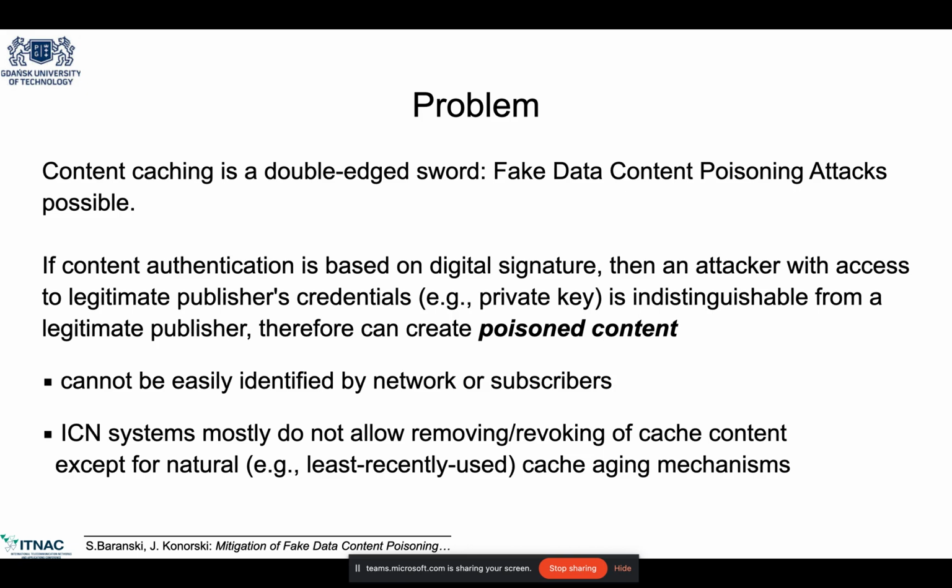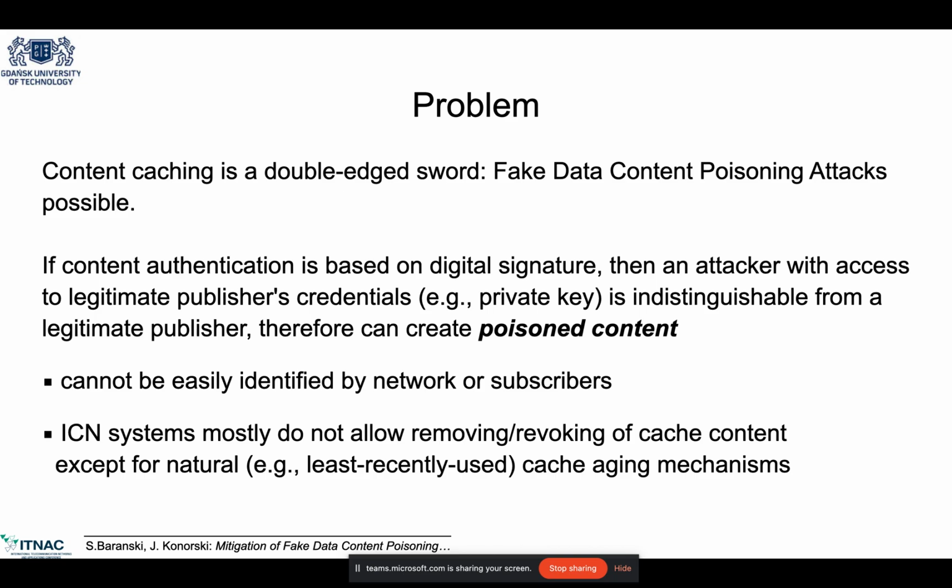The problem lies in the authentication model based on publishers' signatures and content caching. It is a double-edged sword, powerful but at the same time potentially dangerous. Namely, it makes fake data content poisoning attacks possible.